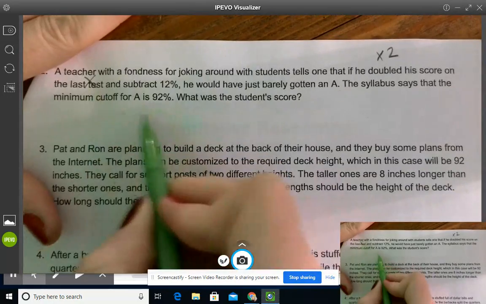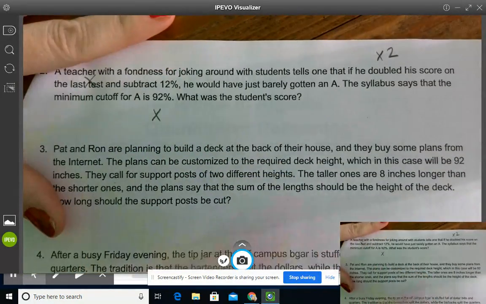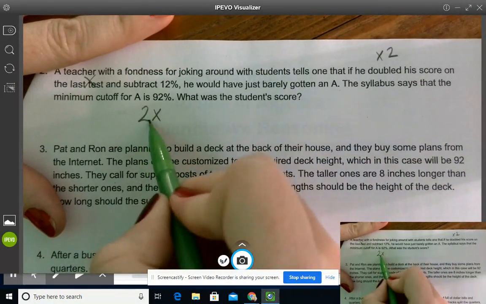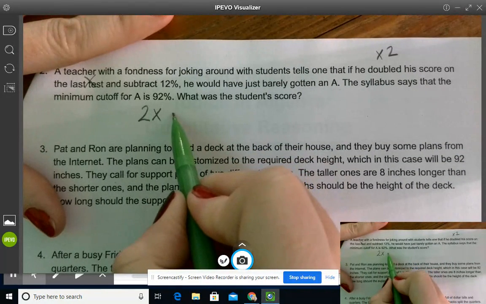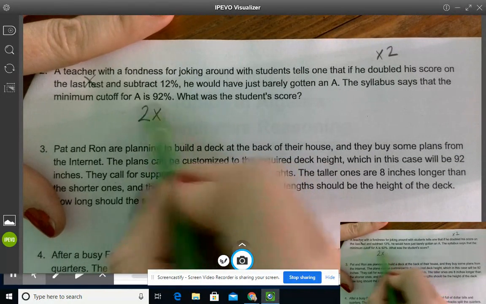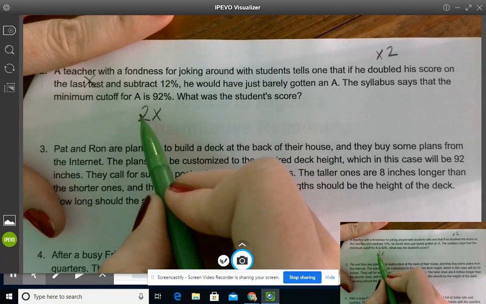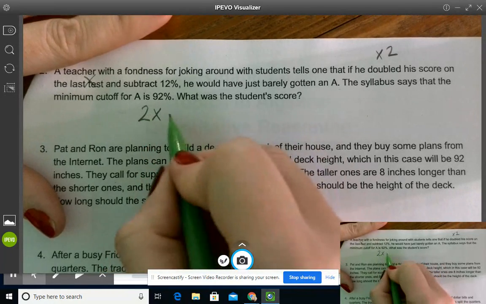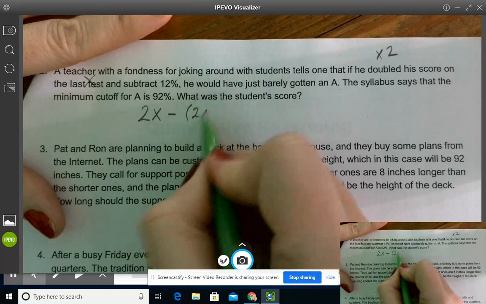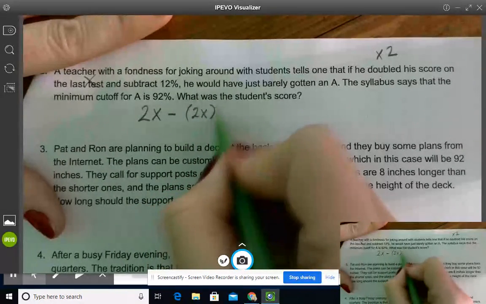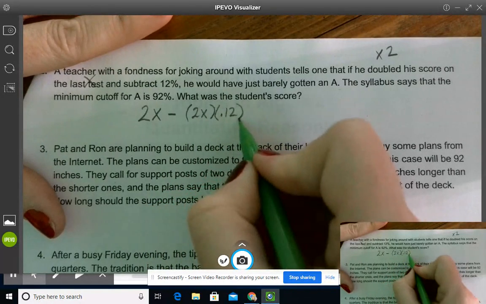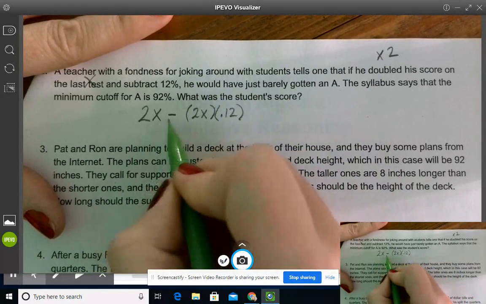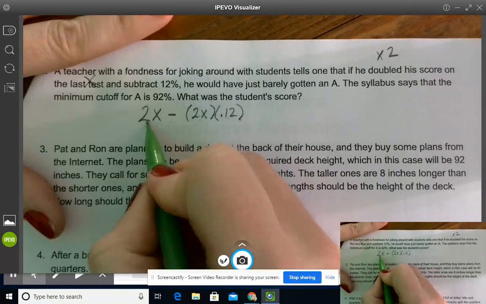So we take his last test. She tells us to double it, right? And then we want to subtract from that 12% of whatever this is. So how do I find percent of something? What did you say? You multiply. So then I'm going to subtract from that whatever 2x was, right, times 0.12. You want to turn your percent into a decimal. So take whatever this is, I want to subtract 12% of whatever that is.